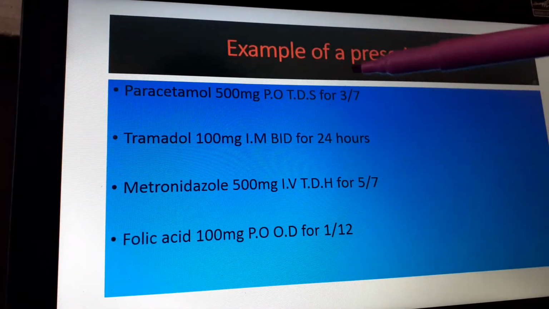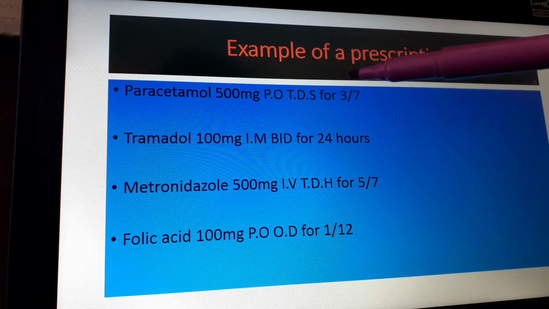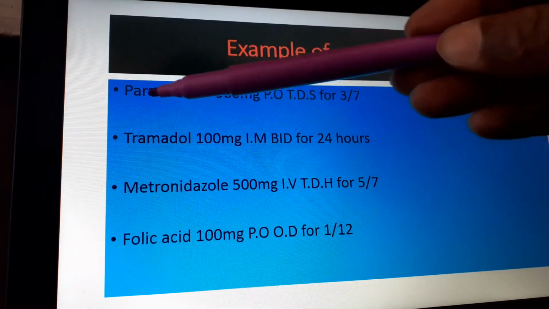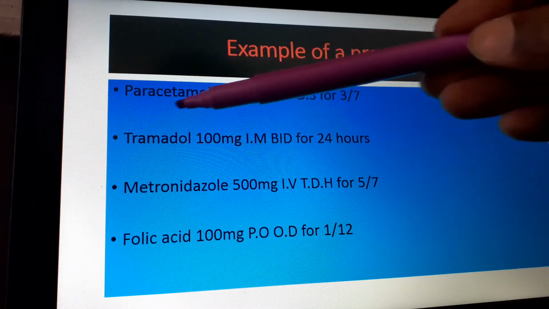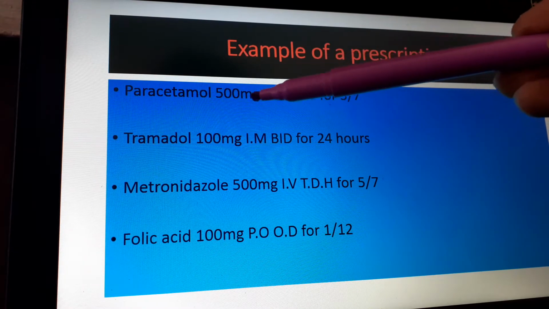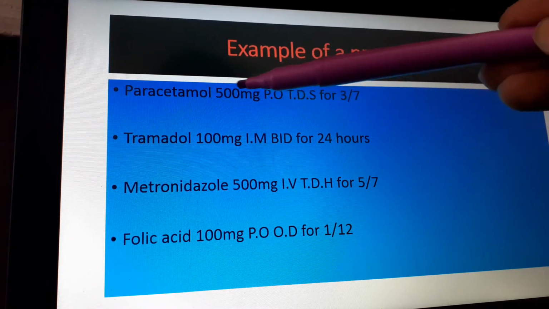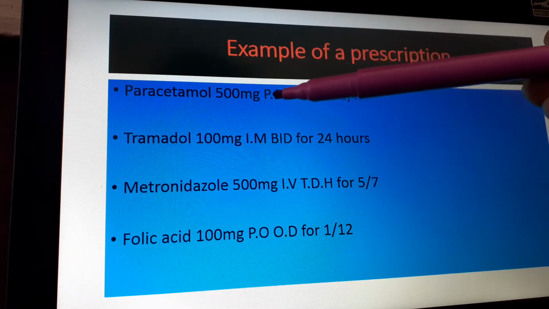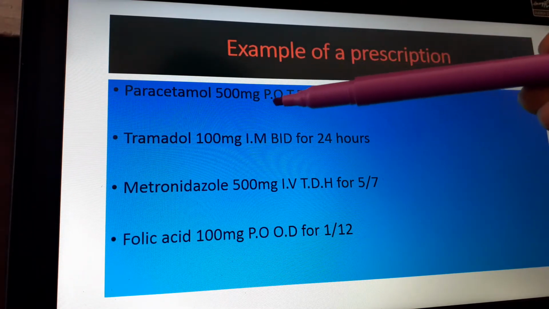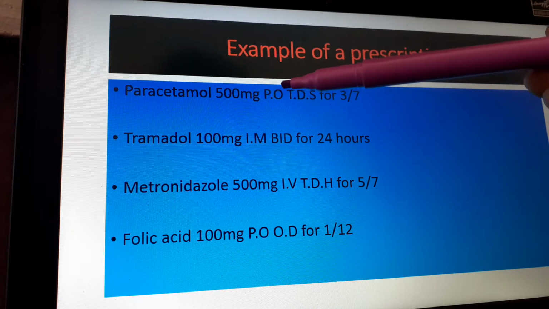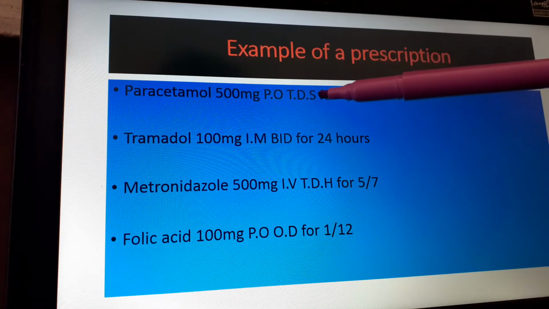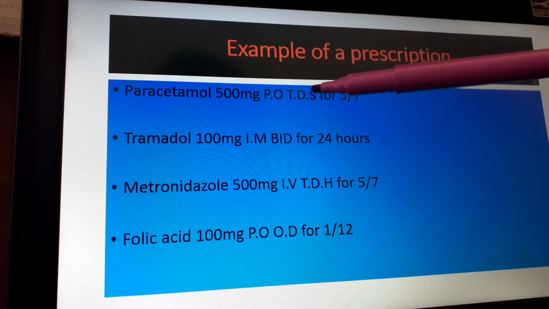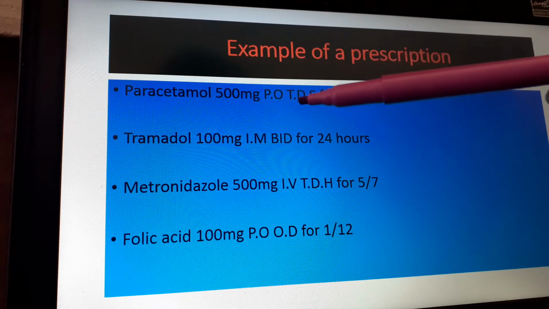So this is an example of a prescription. For example, paracetamol. This is the name of a drug, which is generic. This is the dose, the desired dose to be given to the patient, 500 milligram. PO, this is the route for the drug to be prescribed. TDS, this is the frequency of the drug to be taken. This is 3 times a day.